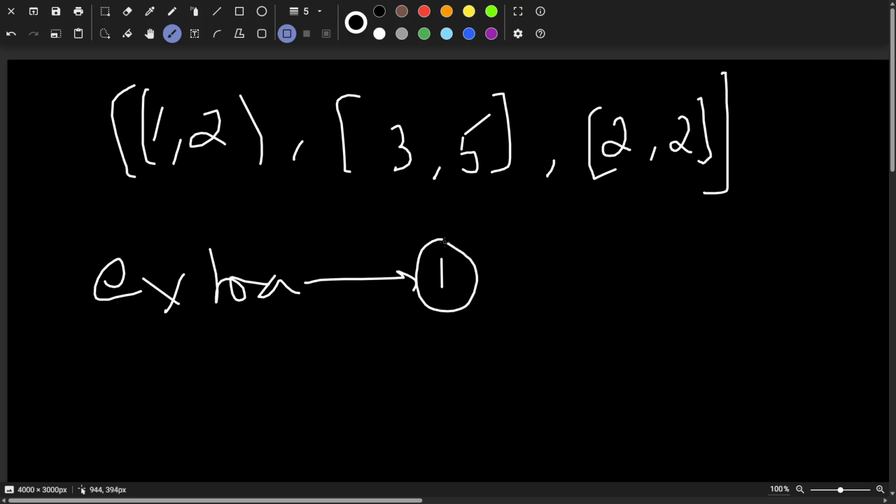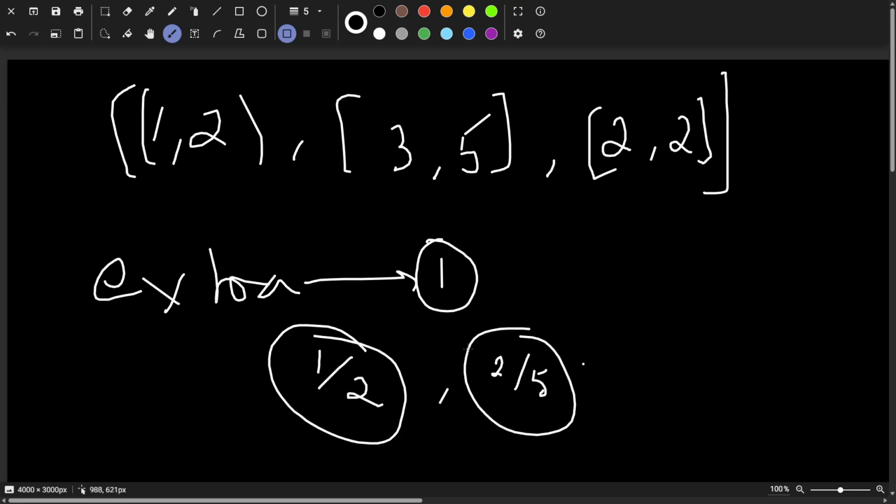So if our extra student is one, we have to calculate the maximum. Our pass ratio would be 1 by 2, 3 by 5, and so on. So our fail ratio would be 1 by 2 and 2 by 5. So we need to minimize the fail ratio.